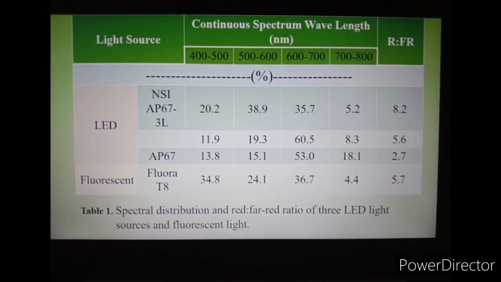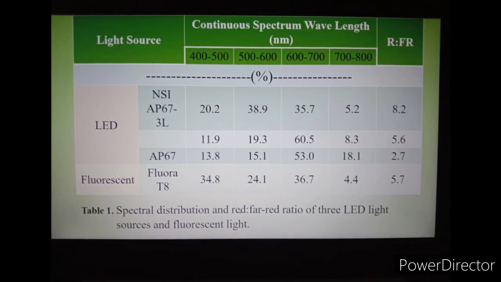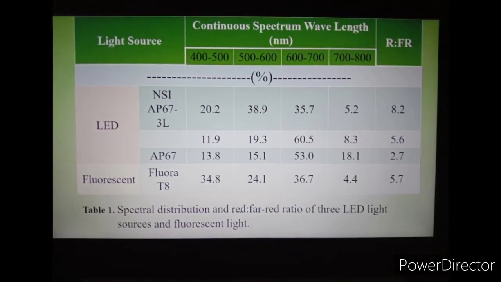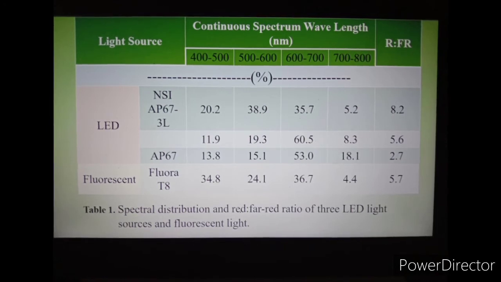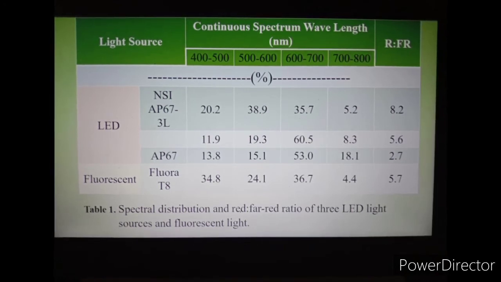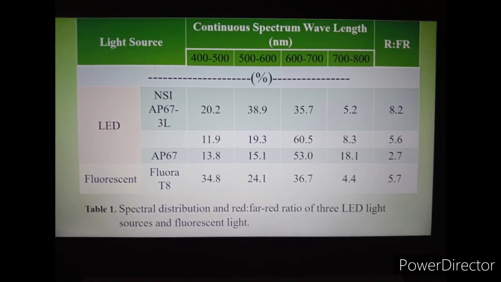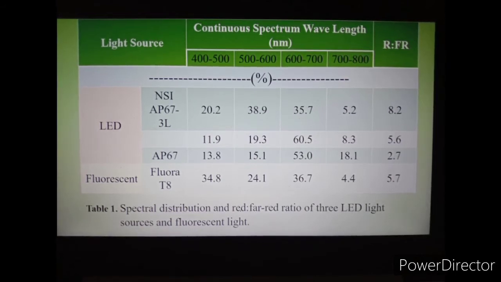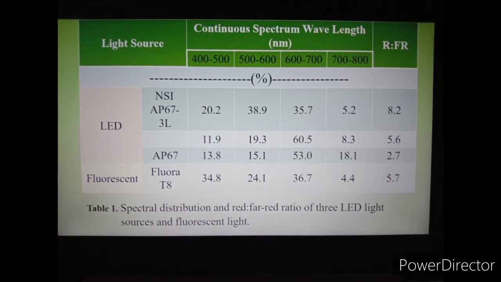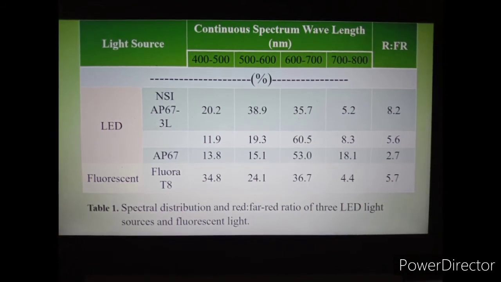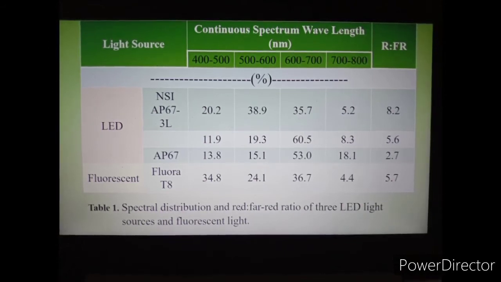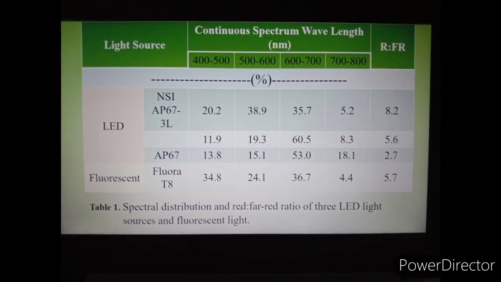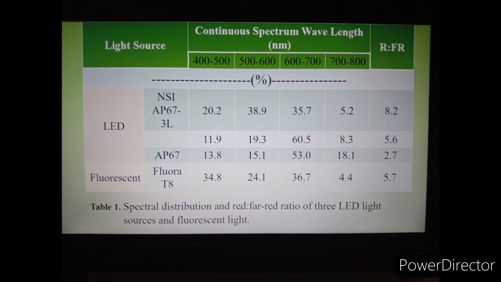And also the last part is the red to far-red ratio of the three LED lights, which has in NS1 and AP67 there is 8.2, while in continuous LED there is 5.6, and in AP67 there is a 2.2 red to far-red ratio, while in fluorescent there's a total of 5.7 red to far-red ratio.